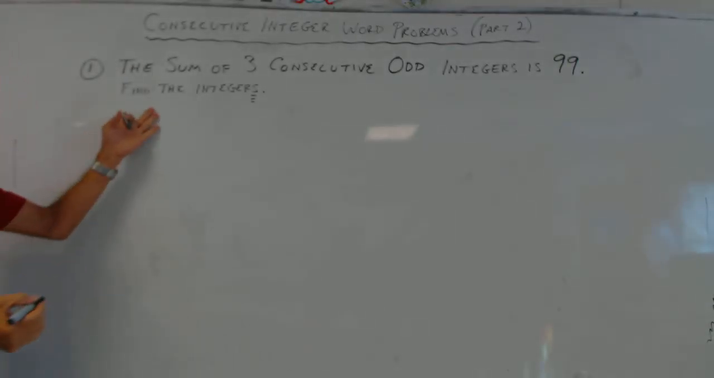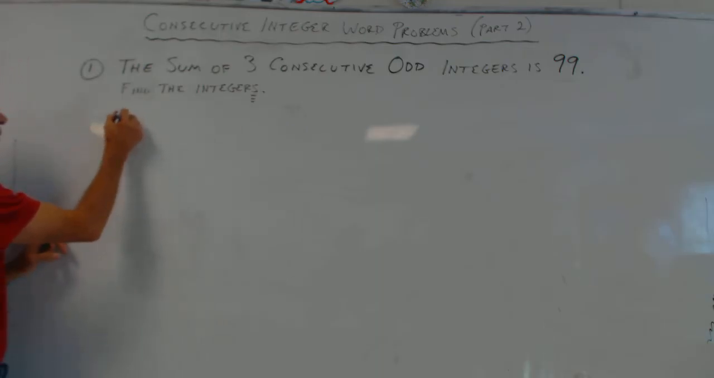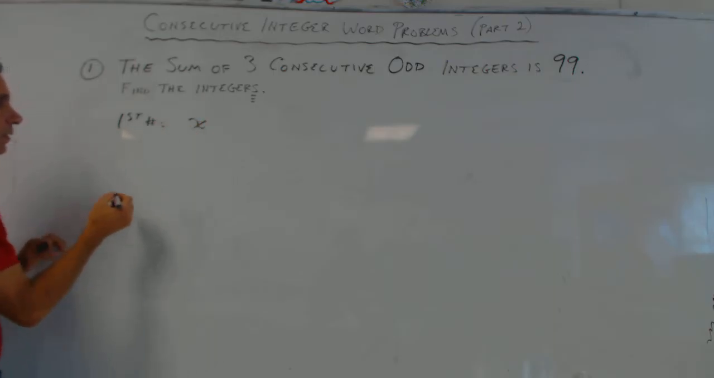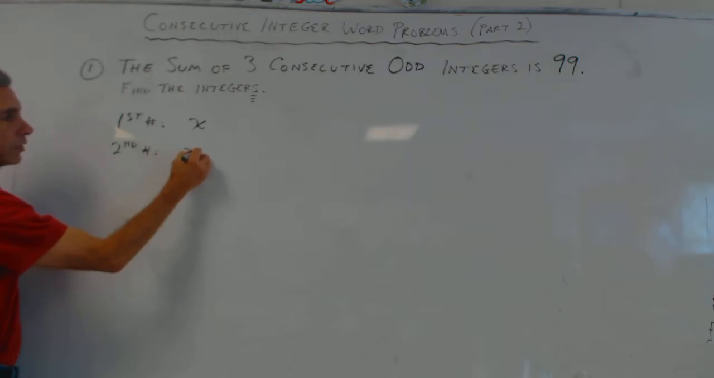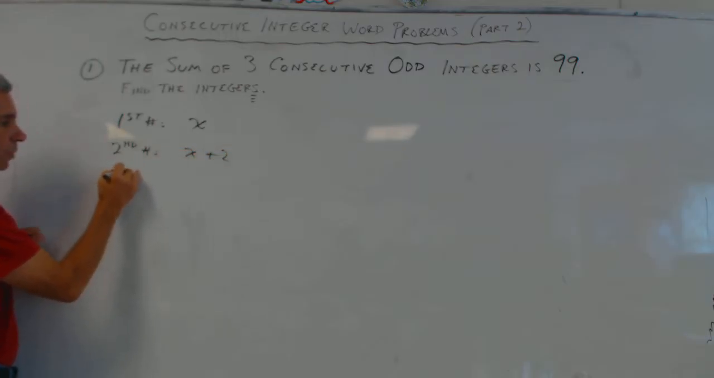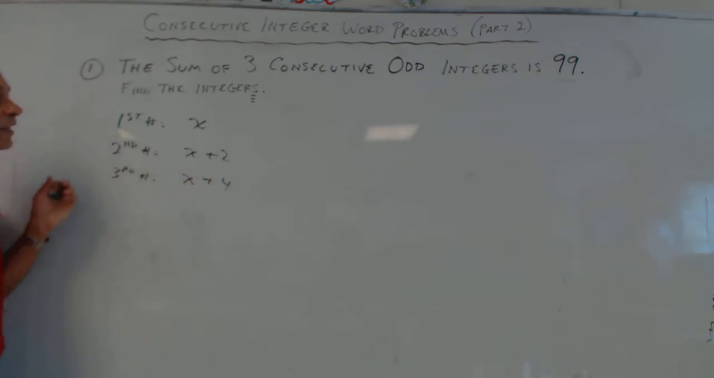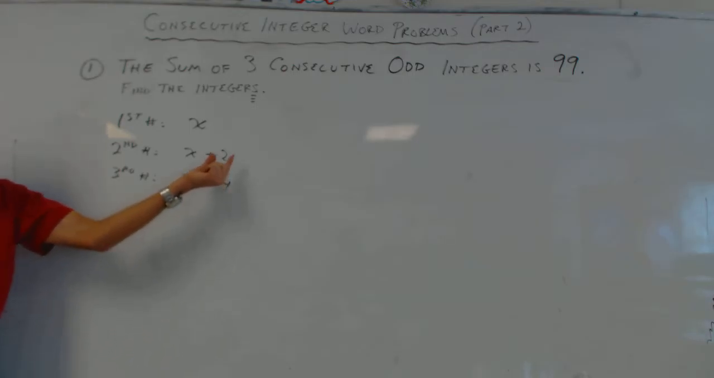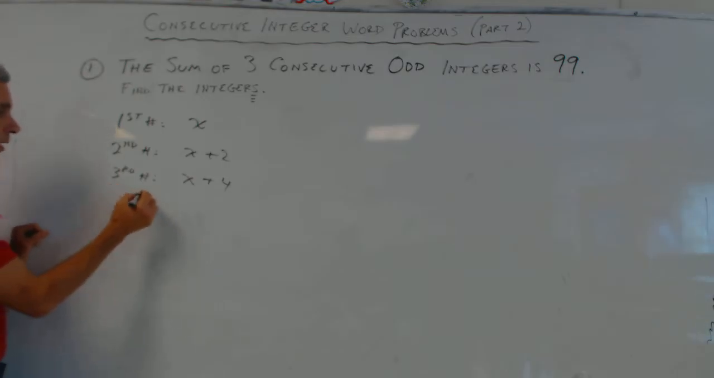So do we know what these numbers are yet? No. So our first number is x, our second number is x plus 2, and our third number is x plus 4. What if I had said 4 consecutive integers? What would be my next one? x plus 6, right? I'm just adding 2 to each one. Okay, so there we go.